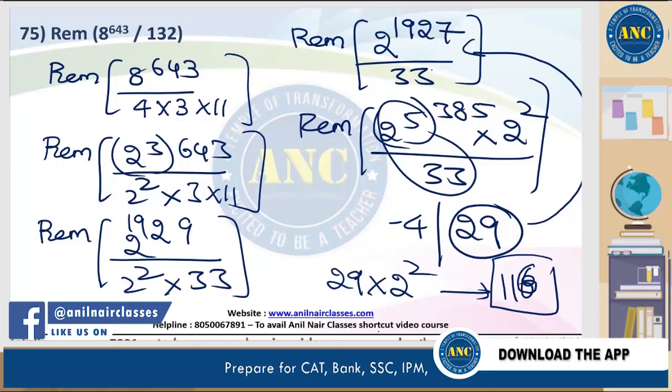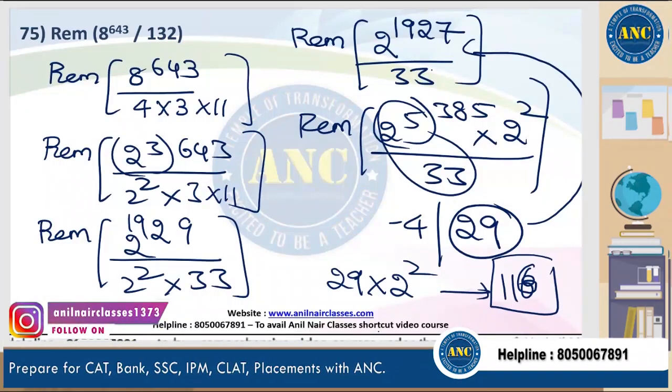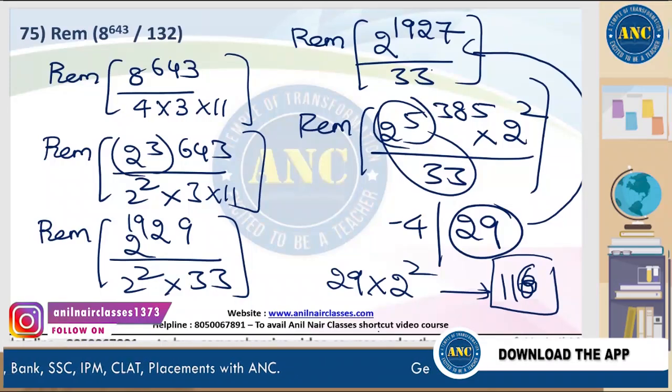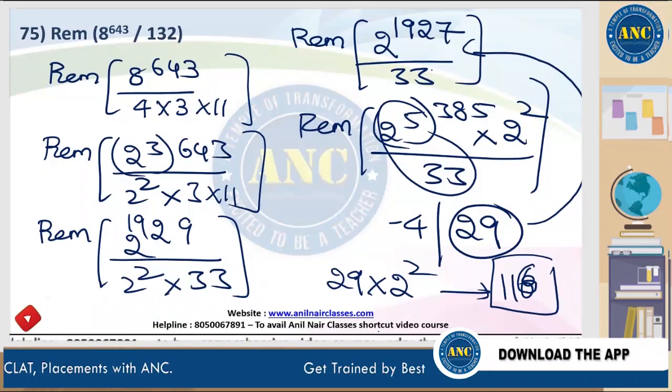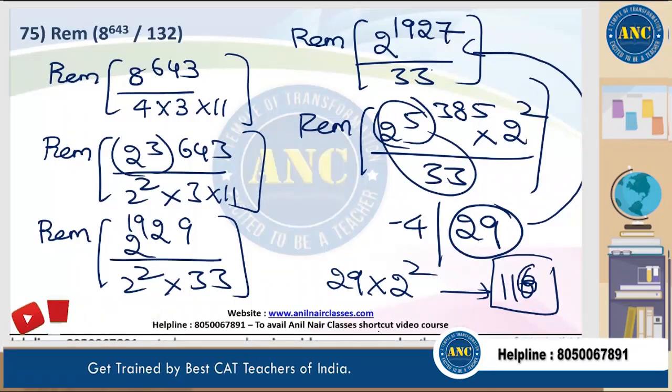Take the factor common out and remultiply. Very, very easy way to solve. If you know Euler's theorem and Fermat's theorem, easily you can solve this.